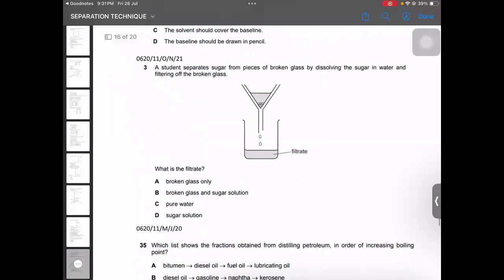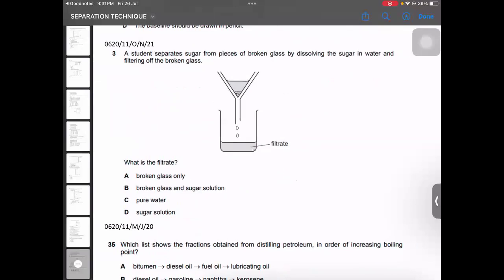Can you tell me question number 3? Yes. It's a very interesting question. Question number 3. D. It's water. Exactly. This is completely D. D for doctor is correct. Sugar solution. Okay. The broken glass will not be passing through the filter paper.